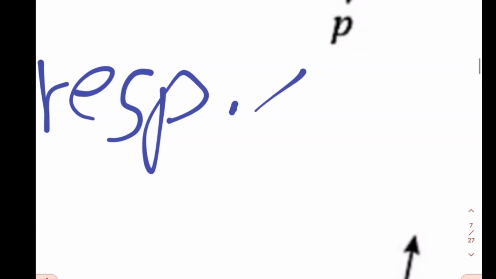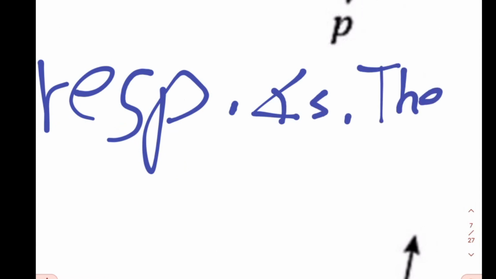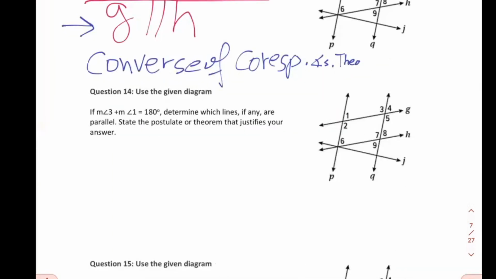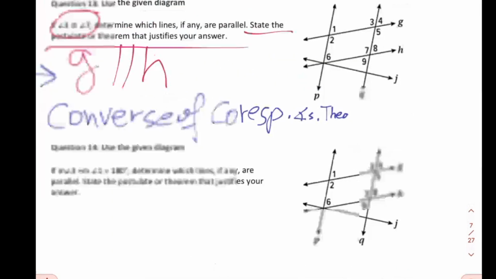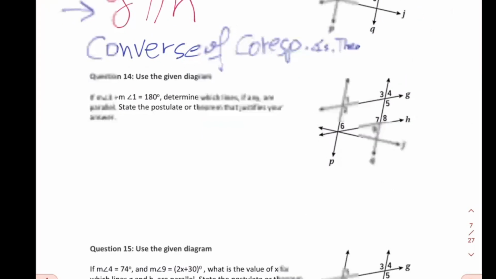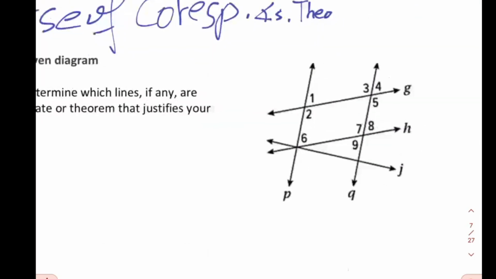Corresponding angles theorem. Is that clear? Do you understand it? We go to 3 and 1. Where is 3 and 1? 3 is here and 1 is here. Can you see? That means this is a transversal.